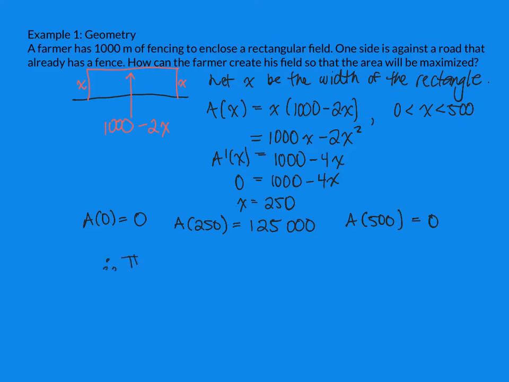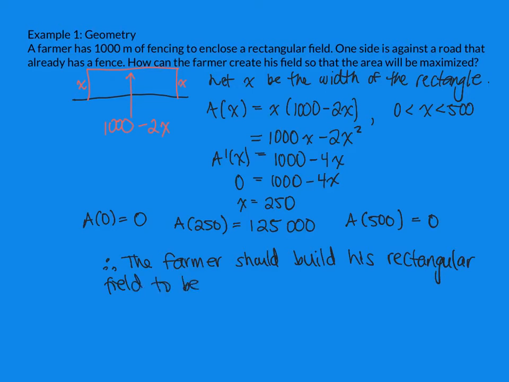So therefore, the farmer should build his rectangular field to be 250 meters by 500 meters to maximize his area.